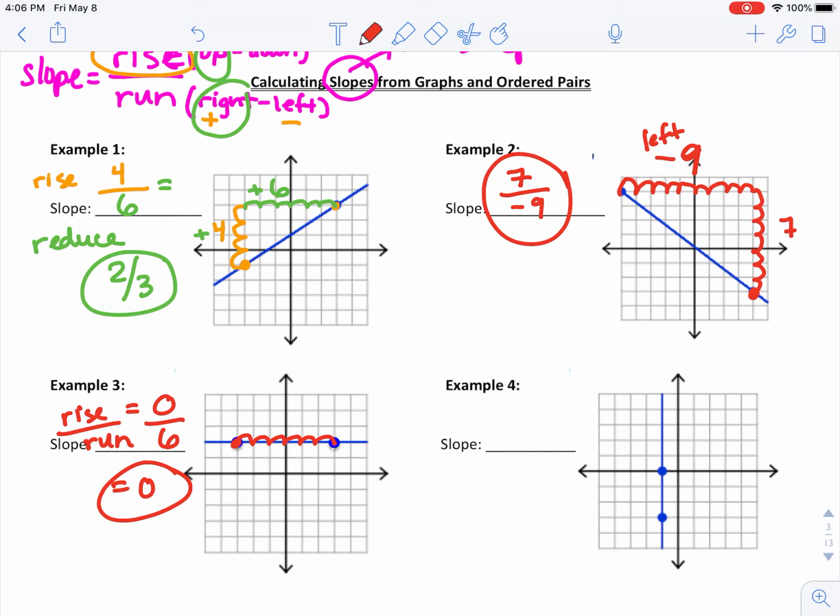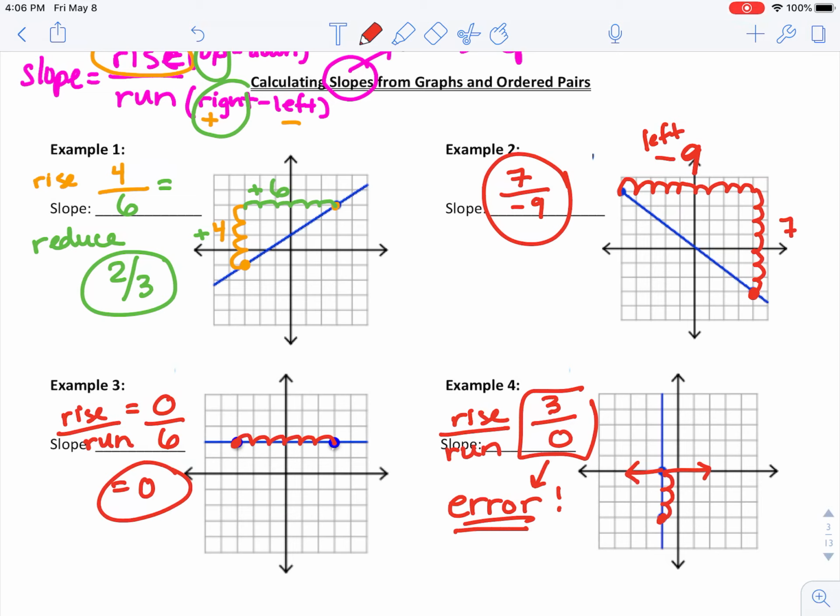All right, how about this next one? Again, we start with rise. How far do I rise from this point to the next? 1, 2, 3. So my rise is 3. How far do I run, though? Do I go to the right or to the left? I don't. So my run is 0. Now, if you type this in your calculator, it is going to say error, because you're dividing by 0. You can never divide by 0. And so if you see that, it's going to say error, can't divide by 0.